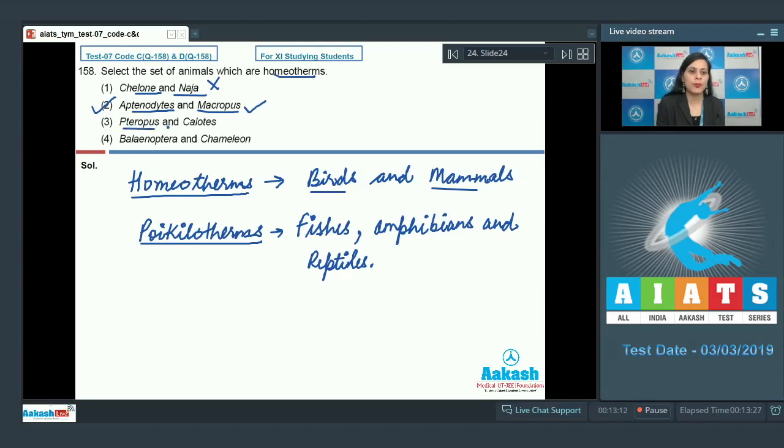The next option is Pteropus and Calotes. And as it is an incorrect option, so this cannot be a correct answer to our question, because Pteropus, which is commonly known as flying fox, belongs to the class Mammalia, it's a mammal, but Calotes belongs to the class Reptilia, it is a poikilotherm. The next option is Balaenoptera and Chameleon, and this is an incorrect option. Although Balaenoptera is a homeotherm, it belongs to the class Mammalia, Chameleon is a poikilotherm, it belongs to the class Reptilia. So the correct answer to this question is option number 2. Let's discuss our next question.